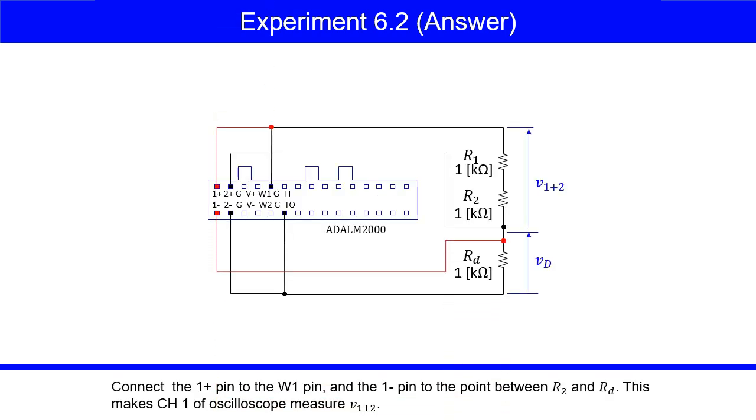The answer to experiment 6.2. Connect the 1+ pin to the W1 pin, and the 1- pin to the point between R2 and RD. This makes channel 1 of the oscilloscope measure V1+2.